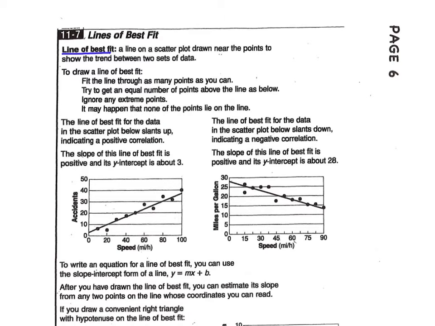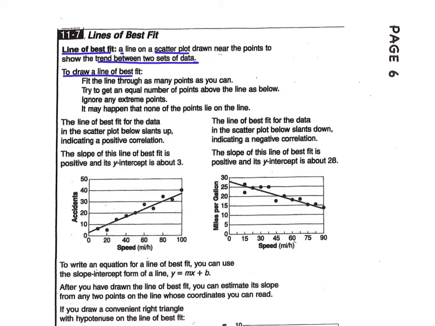Let's begin together. A line of best fit is a line on a scatter plot drawn near the points to show a trend between two sets of data.